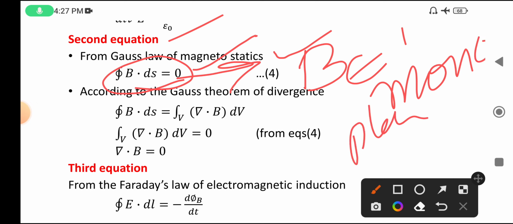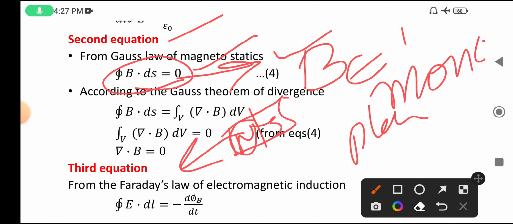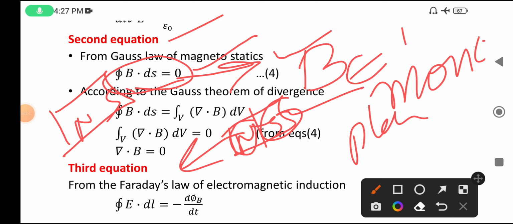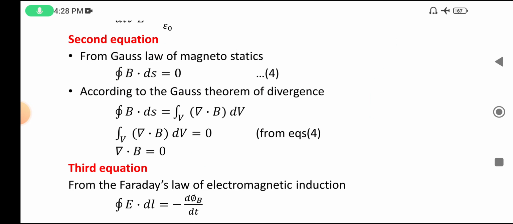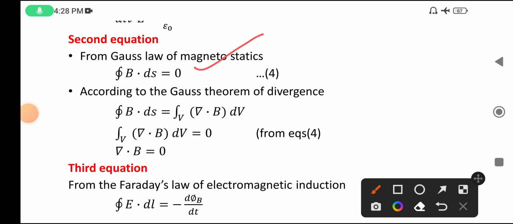Monopole means, if you have a bar magnet and you break it, you cannot separate it into a north and a south separately. If you break the magnet into small pieces, each piece contains a north and a south. So they always be present only in the form of a pair. A single north or a single south cannot be present. Single means mono, so a monopole doesn't exist. That is the meaning of this.